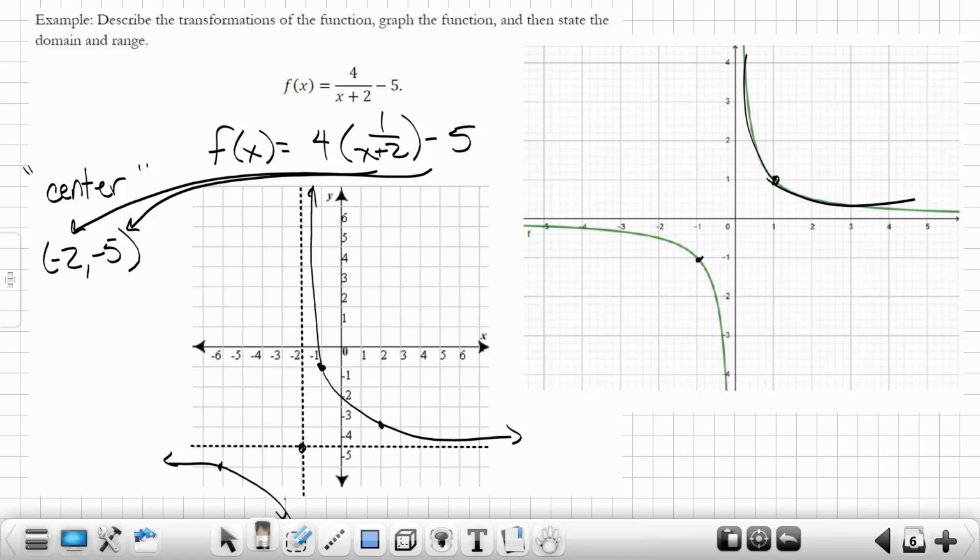We all right so far? Let's get, yeah, I've got some more examples in here. Okay.